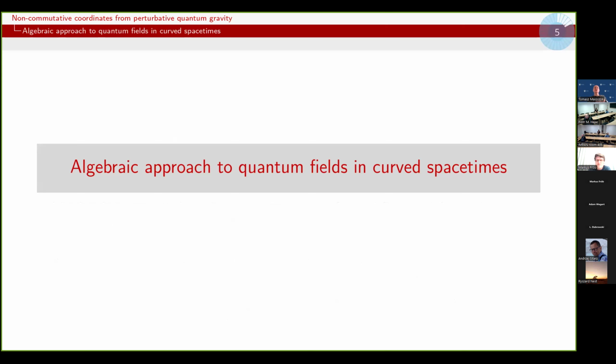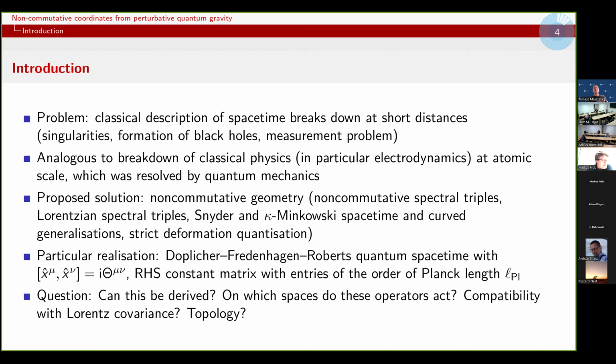I have a question about the size of this right-hand side constant matrix. Why is this of the order of the Planck length? It doesn't need to be, but why not, for instance, the square of the length? Because the left-hand side is quadratic in the coordinates. Yeah, you're right. It should be the Planck length squared. You're completely right. Okay. Thank you.